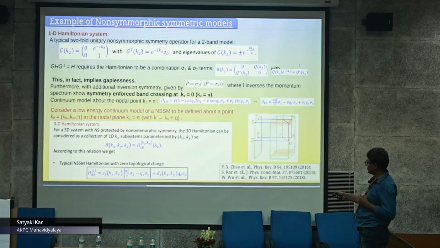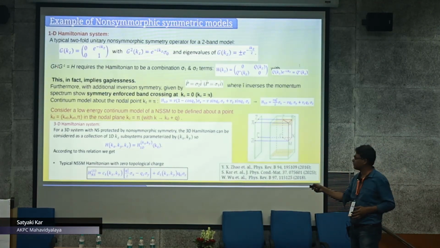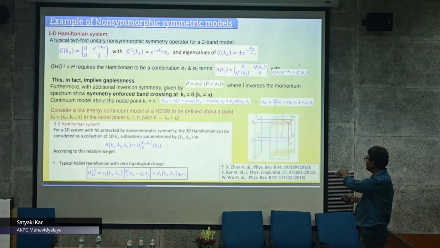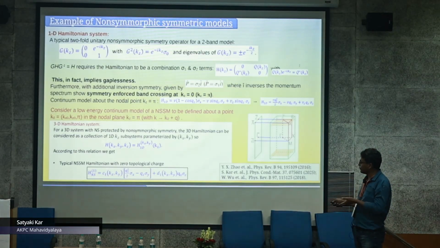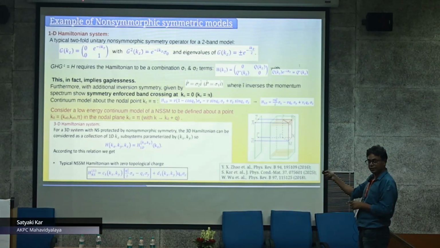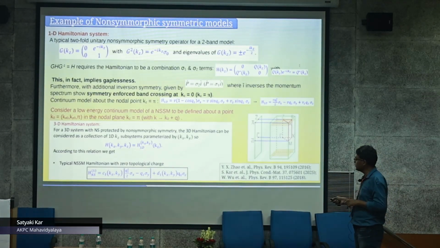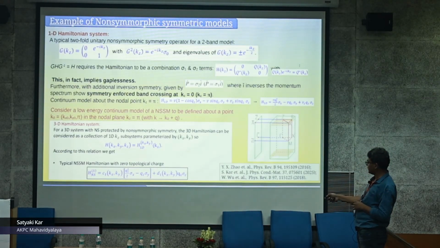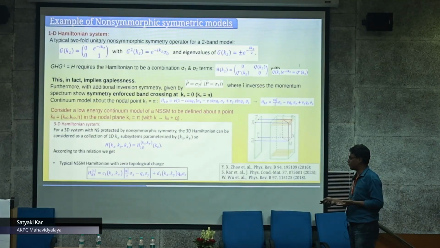So from there you can get a continuum model, a simple continuum model of this kind, where this Q is defined in this form. So about kz equals pi is the nodal surface. And then from this 1D system, you can go to a 3D system, just like a bunch of this kind of 1D chains that make a 3D system. So your 3D Hamiltonian can look like this. It's the same as this one, but only the coefficient now has some kx, ky in the argument.